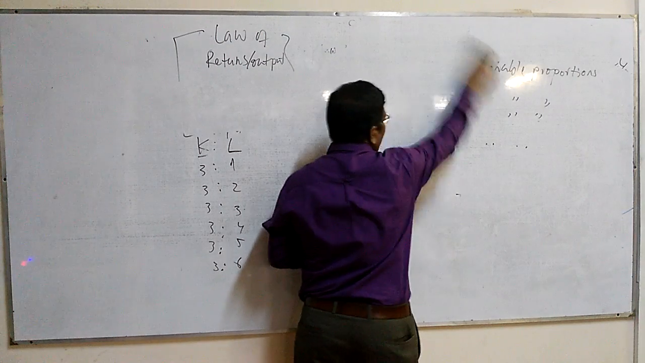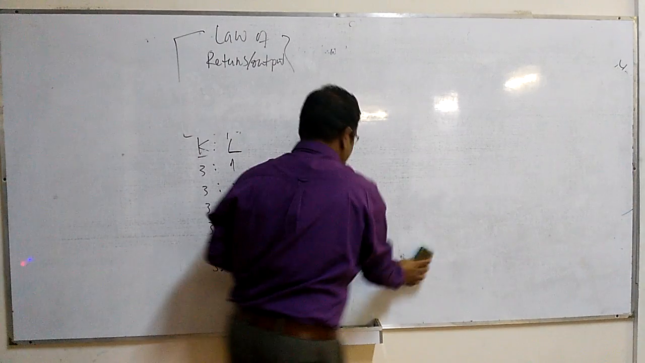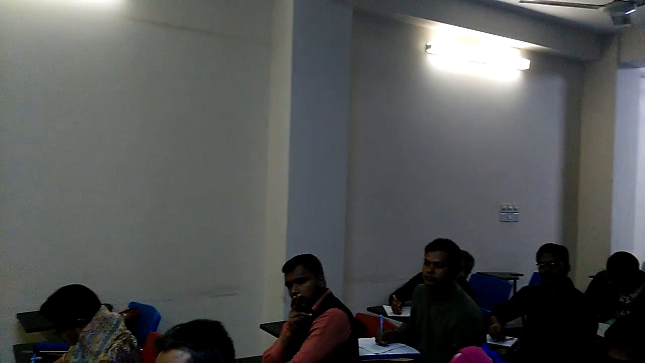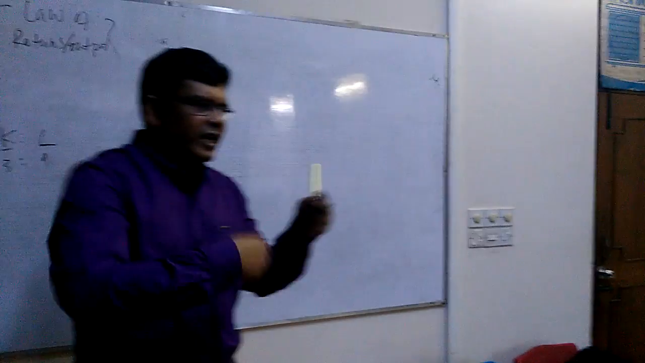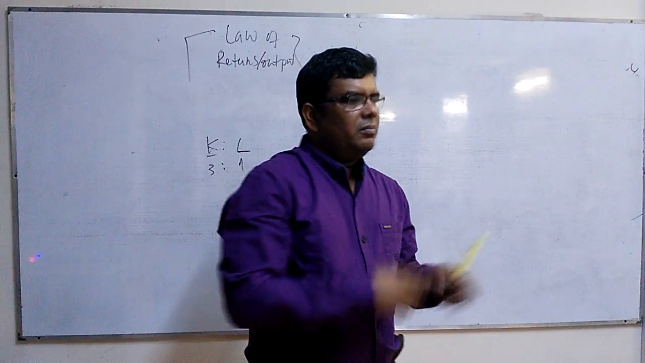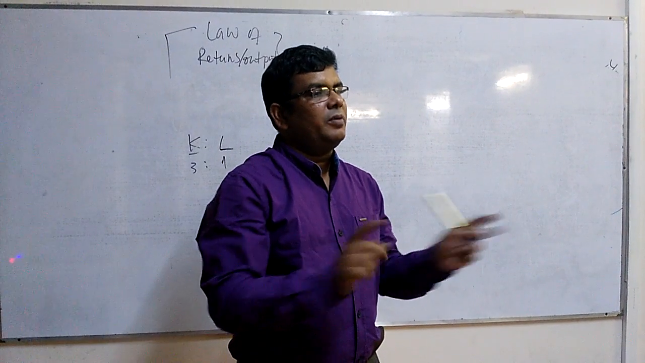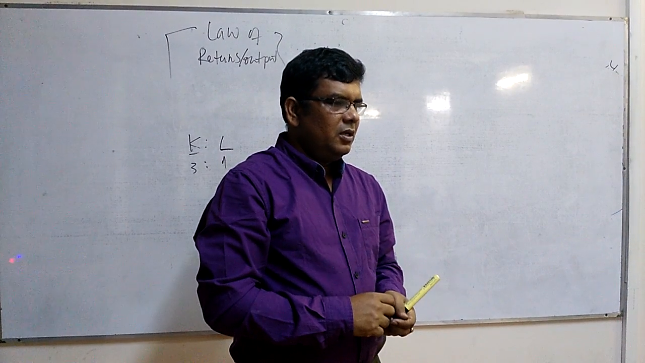So what happens if we increase or change the scale of production? What does it mean? Scale of production means what? Up to now, we assumed that all other inputs are fixed, only one input is changed, is variable. That means it's a short-term situation. Now we are saying that all inputs will be changed proportionately. Maybe double, maybe triple. All the inputs will be doubled. All the inputs will be tripled. So that is scale change.